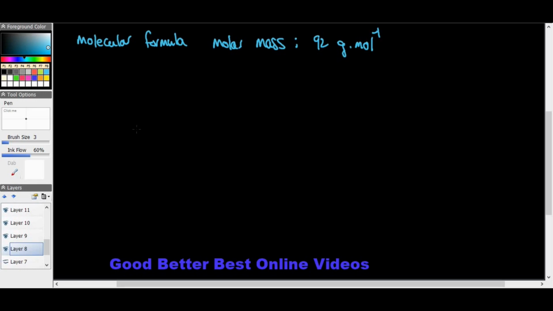One of the things that you do is first find the molar mass of the empirical formula. So the molar mass of my empirical formula is 14 plus 16 times 2, which is 14 plus 32, which must give me 46 grams per mole. I took a bit longer because I did it in my head. So the molecular formula's molar mass is 92, and the empirical formula's molar mass is 46.